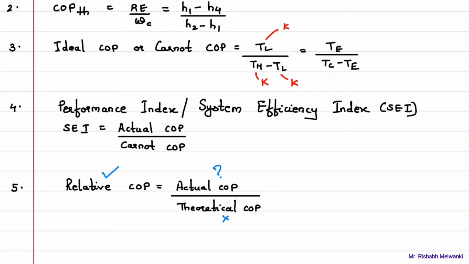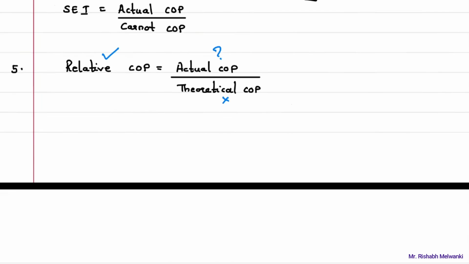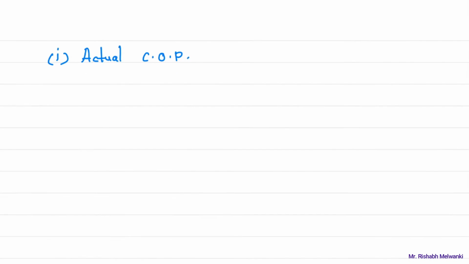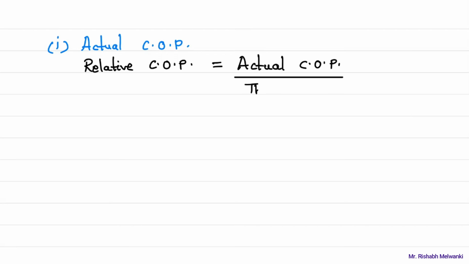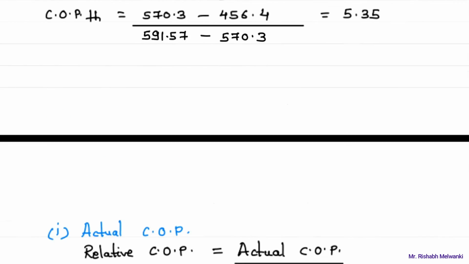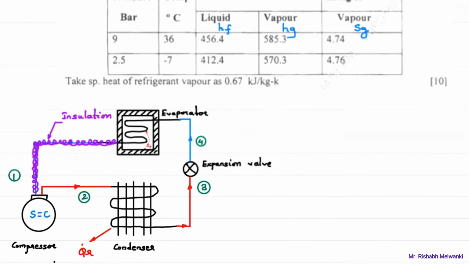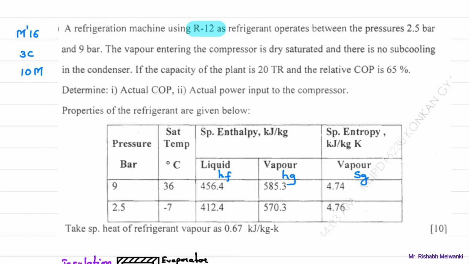Relative COP is actual COP upon theoretical COP. Relative COP is equal to actual COP upon theoretical COP. What is relative COP? It is given in the question, relative COP is 65%. So relative COP is 0.65.